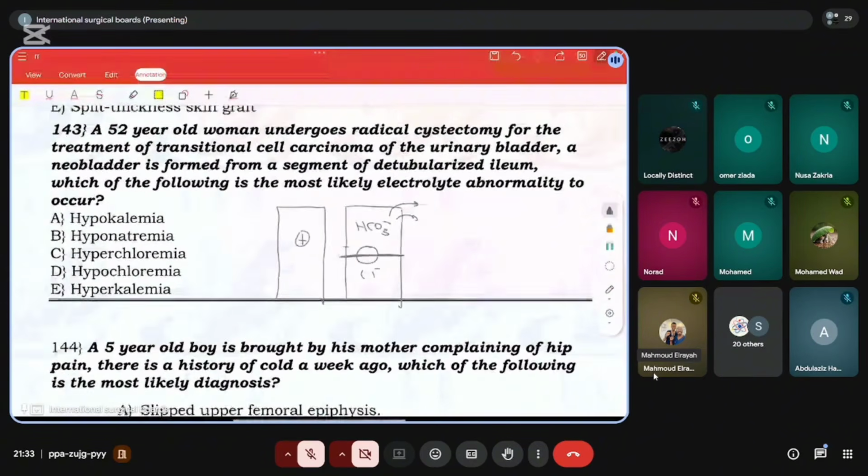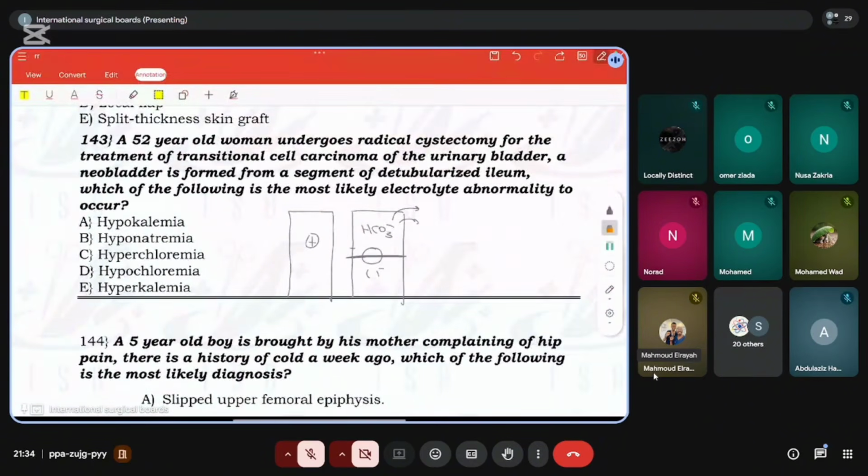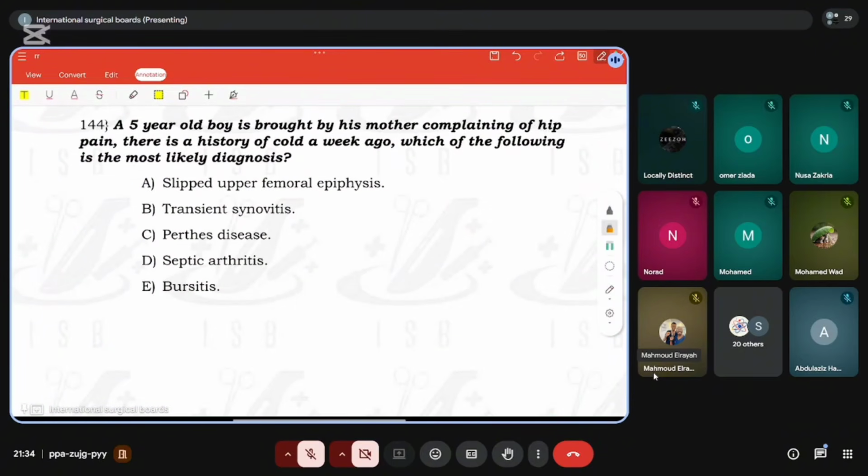So the usual most common manifestation in new bladders or even in urinary diversions is hyperchloremia because of this issue, loss of bicarbonate. Although the others can happen as well, like hypokalemia and hyponatremia, hyperchloremia is the commonest. Okay, let's keep going.